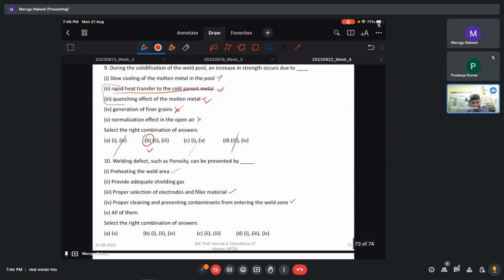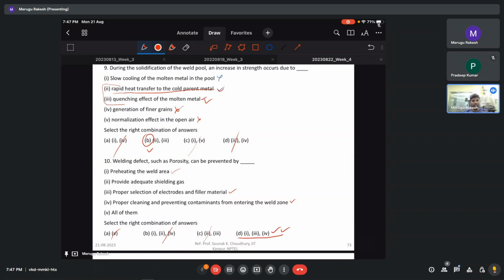Provide adequate shielding gases. Here, shielding gases do prevent, but the gases being absorbed into the weld pool are not going to be prevented by using shielding gases. So you have to use some flux to oxidize these metals and remove them. Okay, only option one is correct, so you can remove this. Then option three is also correct. Option two is wrong. So option D is the correct statement. So for question number 10, we can go with option D.